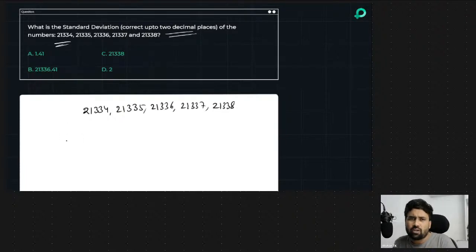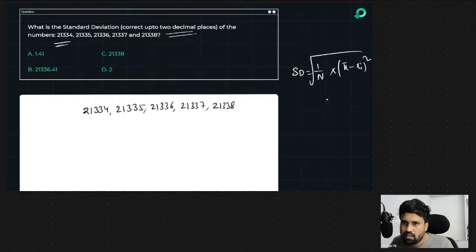If you have a proper background, so many people will start with the standard deviation formula, which is equal to the square root of 1 by n into the sum of (x bar minus xi) whole square. Variance is nothing but the square term, and standard deviation is nothing but the root term. So when you have this type of problems, here we can get the square root. Okay, variance is equal to standard deviation square.